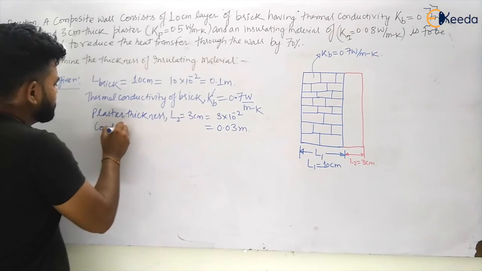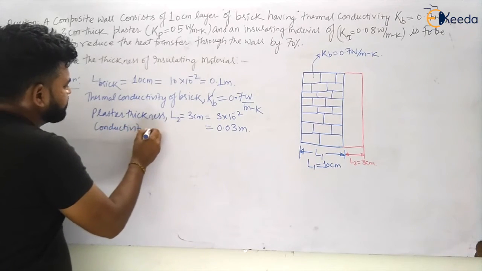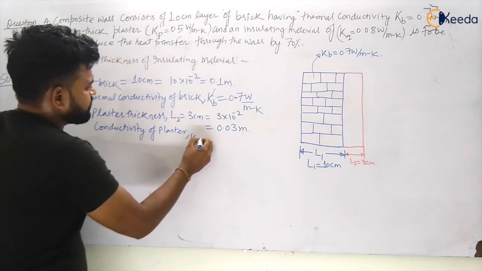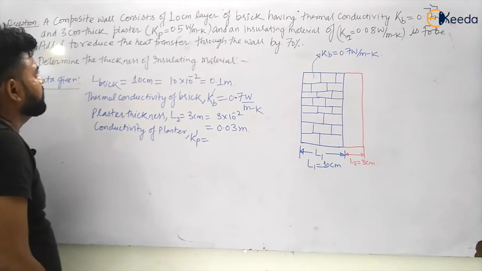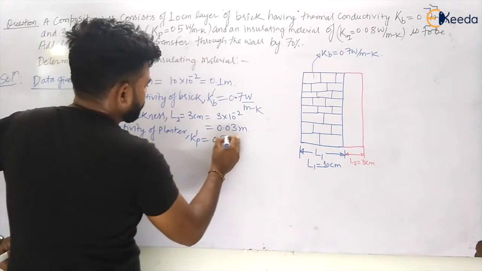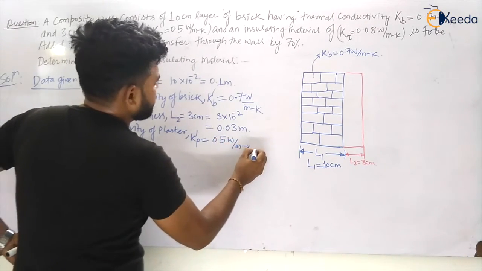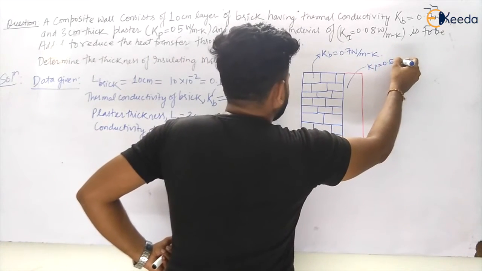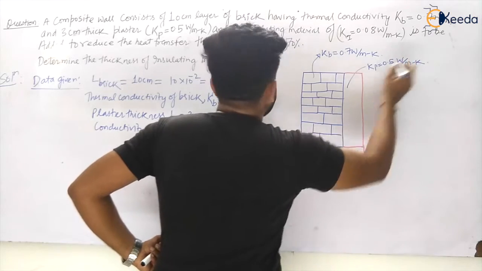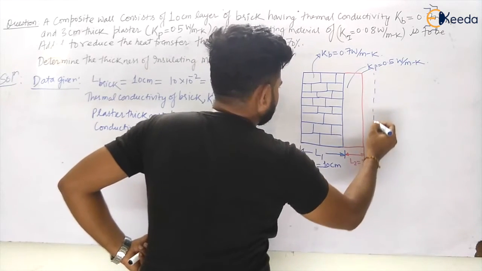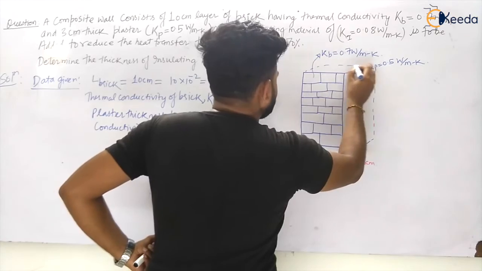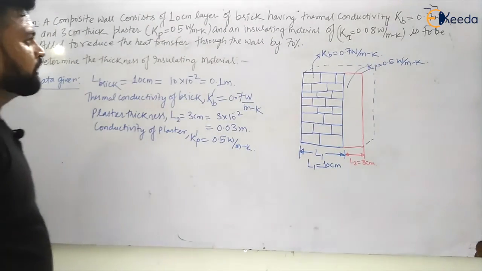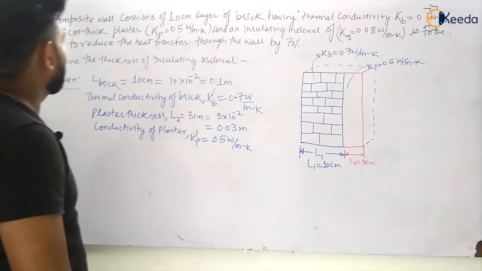What is the thermal conductivity of this plaster given to be? Let us see. So kappa plaster is given to be 0.5 watt per meter Kelvin. Okay, so this is a wall, my dear students, a composite wall. So what is being asked? Let us see carefully.